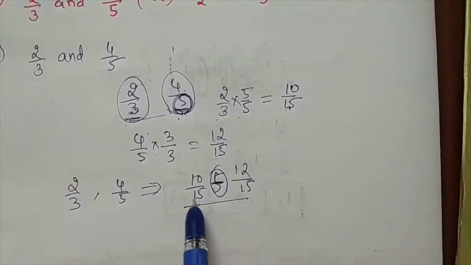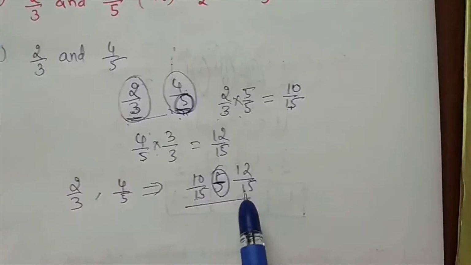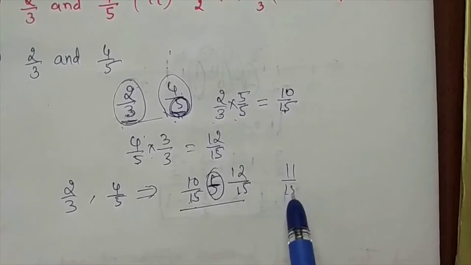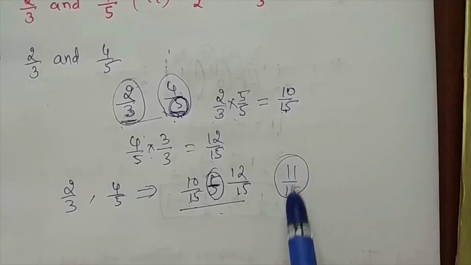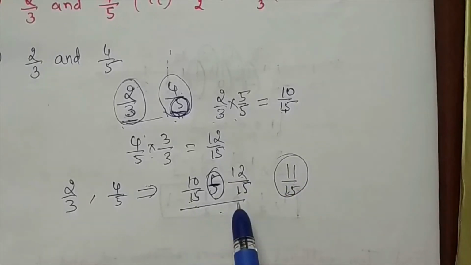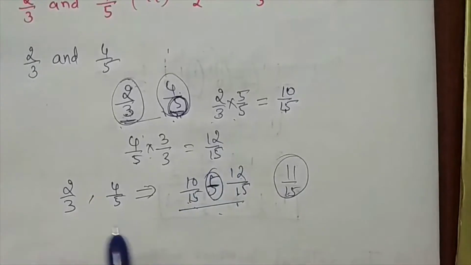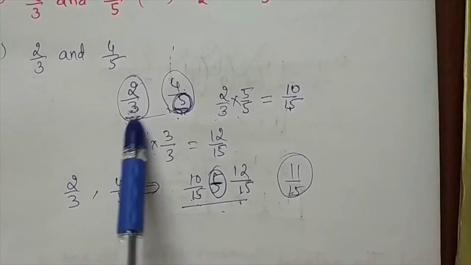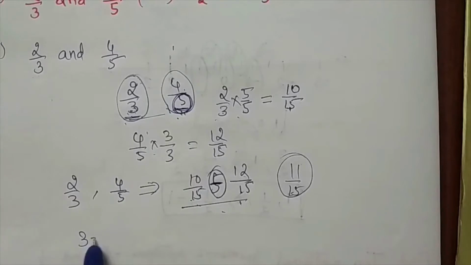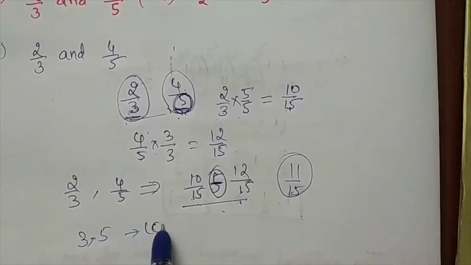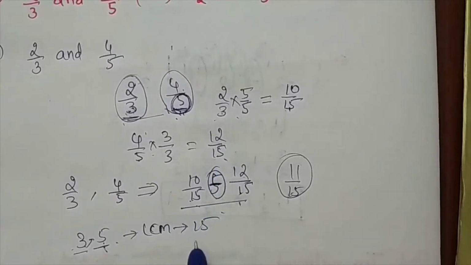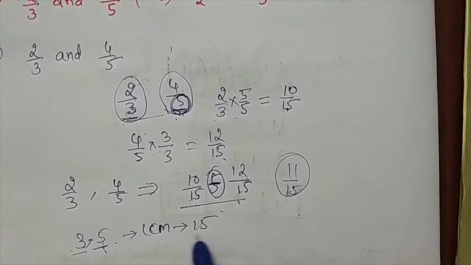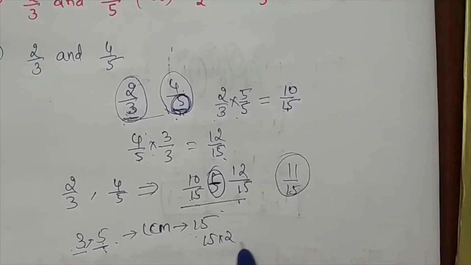Clearly we can say the rational number between 10 by 15 and 12 by 15 is 11 by 15. Of course, there are so many rational numbers between these two. We can easily say 11 by 15 is in between 10 by 15 and 12 by 15. So now what we will do, let's take the LCM of 3 and 5. LCM of 3 and 5 is 15. So already we tried with 15. So now let's try with multiples of 15. So 15 into 2 is 30.